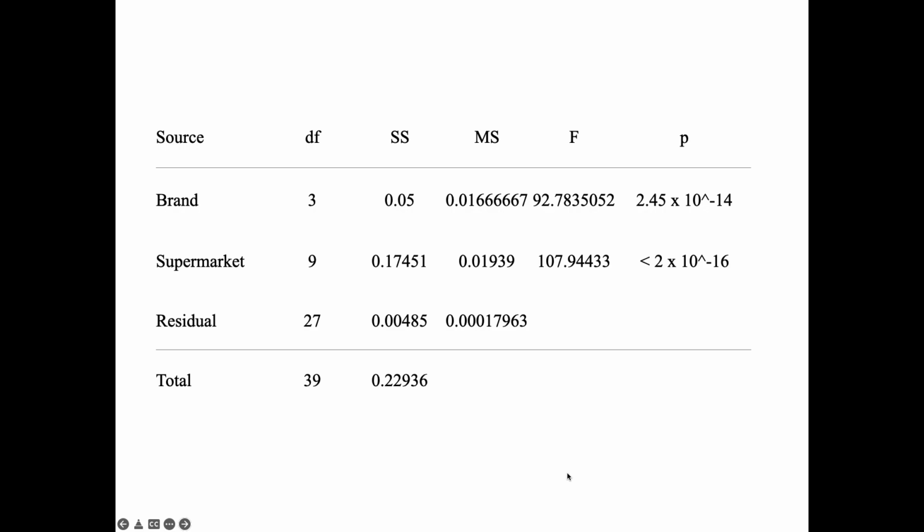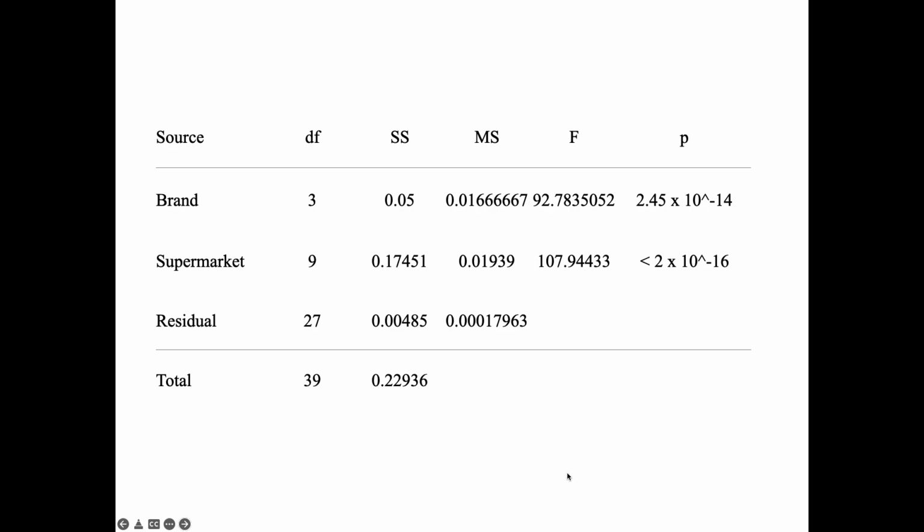There is no interaction term in here anywhere because we don't have any replication to calculate that. So the interaction term essentially becomes the residual term in this case. We calculate mean squared the same way we always have, and then we calculate the F statistic by dividing the brand mean squared by the residual mean squared.